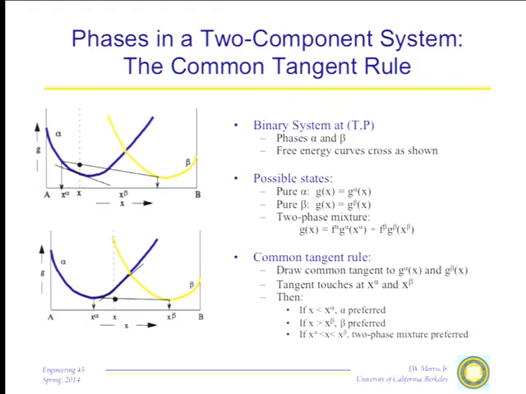In between this concentration x alpha and x beta, which is determined by the common tangent, my preferred state is a two-phase mixture of alpha and beta, where whatever my composition is, the alpha phase has concentration x alpha, the beta phase has composition x beta. And that's what determines the phase diagram at the particular temperature that is represented by this diagram right here.